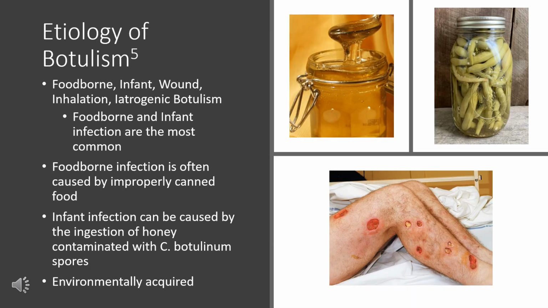There are different ways to get infected with botulism, but I will be focusing on the most common types, foodborne and infant botulism. A foodborne infection is caused by improperly canned foods. If they aren't canned at a high enough temperature, C. botulinum will reproduce and contaminate the food that's inside. This is why it's very dangerous to consume foods from a can that is inflated. Infant infection with C. botulinum is most frequently caused by the ingestion of honey that is contaminated by C. botulinum spores. This ingestion will allow the bacteria to multiply in the digestive tract.